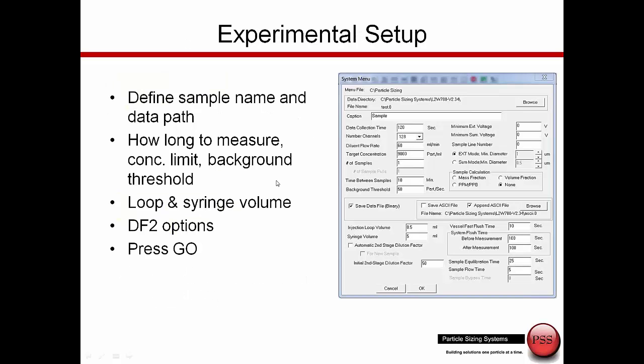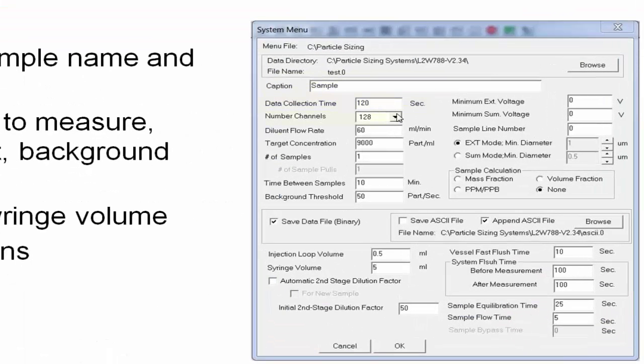Here we're looking at the dialog box to set up the experiment. We set up the data collection time and the number of channels. We could actually collect up to 512 size channels for a very high resolution, highly accurate result. We're controlling the diluent flow rate. The target concentration: the upper concentration limit of the LE400 is 9,000 particles per mL, or we may lower this just to reduce the chance of any coincidence error. Here we enter the value of the loop volume, which could vary from 0.5 up to 5 mL.